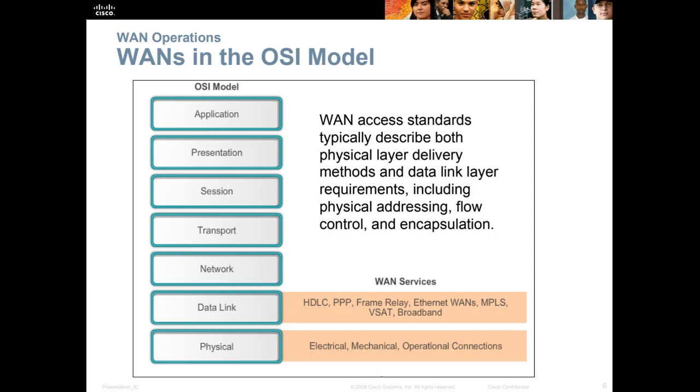WANs in the OSI model are conducted by two layers, physical layer and data link. What are the services in data link? You have to know them, please. HDLC, PPP, Frame Relay, Ethernet, MPLS, VSAT, broadband. VSAT, do you know what VSAT is? Satellite. Physical is the electrical, mechanical, operational connections. Good.